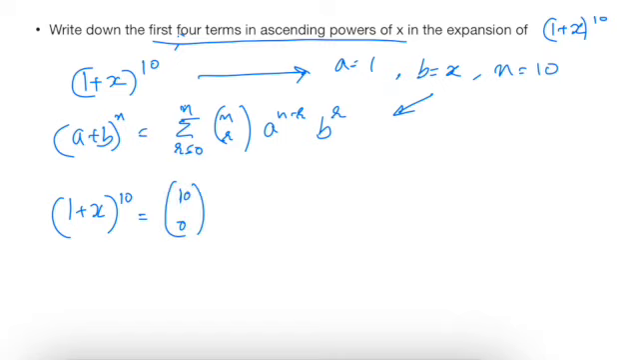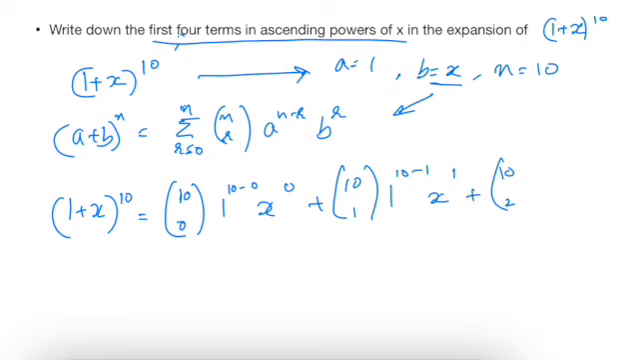10C0, n is 10, 1 to the power 10 minus 0, x to the power 0, because b is x, plus 10C1 into 1 to the power 10 minus 1, x to the power 1, plus 10C2 into 1 to the power 10 minus 2, x square, plus 10C3, 1 to the power 10 minus 3, x cube.